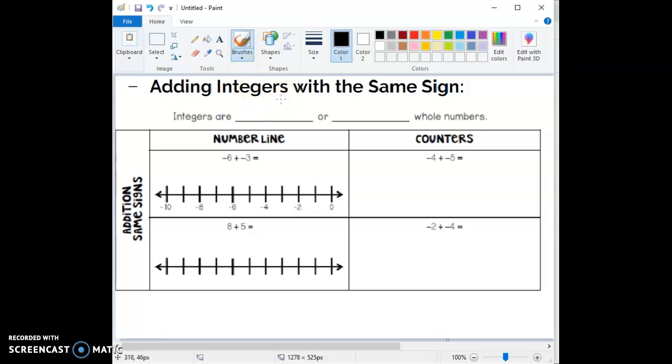Today we worked with adding integers. Just as a refresher, integers are positive or negative whole numbers. Okay, so let's take a look at adding them with the same sign. So here we have -6 minus -3.